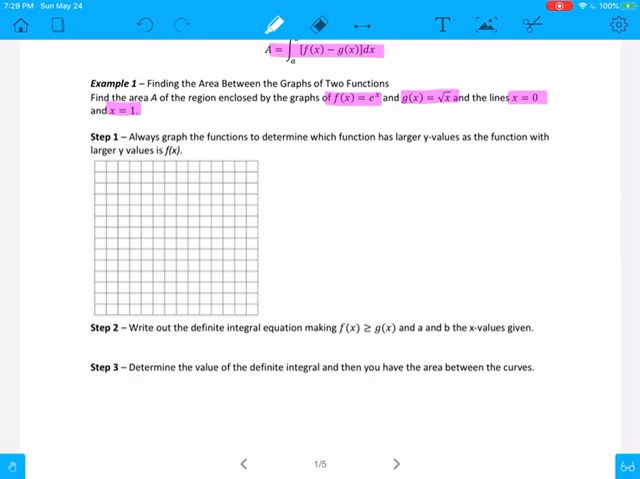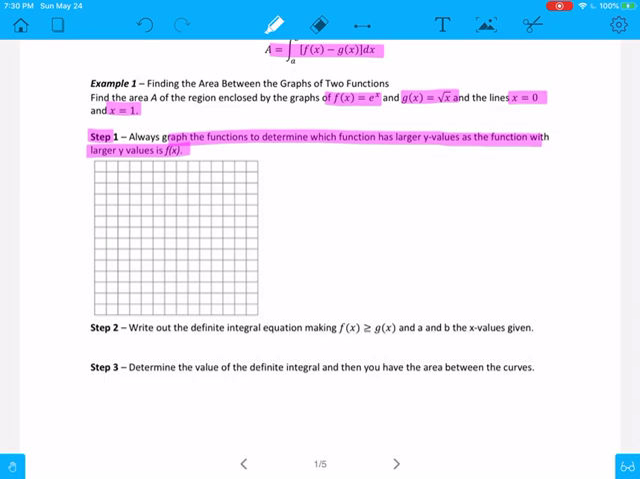Well, we need to know which graph is higher, or further above the x-axis, because once we find that, the rest we all know how to do. The rest is just integration, and we've done that over and over and over. So step 1 will always be to graph the functions to determine which function has larger y values. Right? And that's the one that's f(x). Larger y values means further away from the x-axis, above the x-axis.